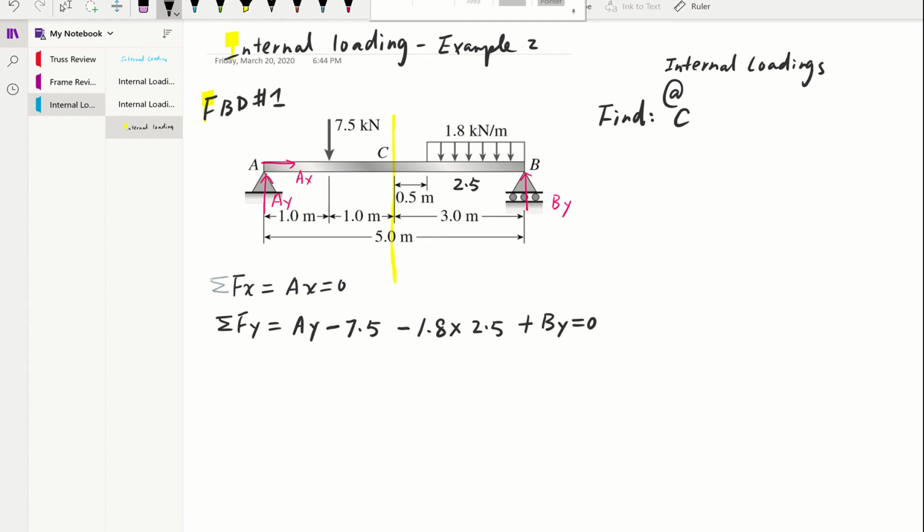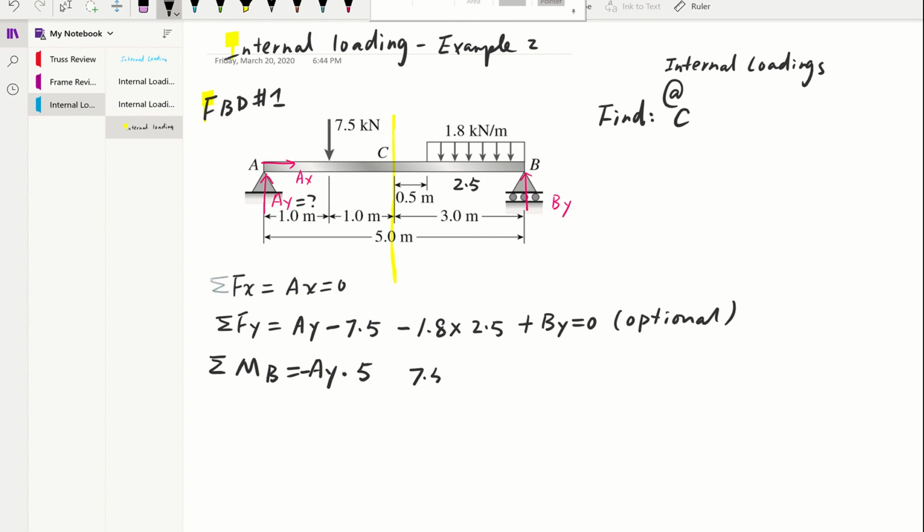Well, after I wrote this equation, I realized I really just want to find AY, right? I don't really need to find BY. So I don't even need to write down this equation. It's optional. Because if I use moment about B, I can find AY directly. So AY times this entire beam, that's 5 meters, that's moment of arm, clockwise, so that's negative.